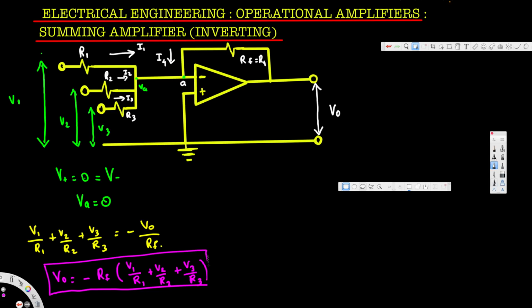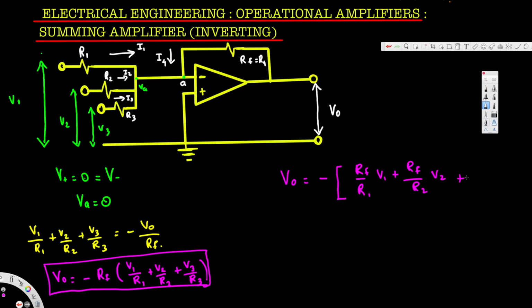If we multiply everything by RF, we are going to have VO equal to negative RF over R1 multiplied by V1, plus RF over R2 multiplied by V2, plus RF over R3 multiplied by V3, and that's going to be the final answer.